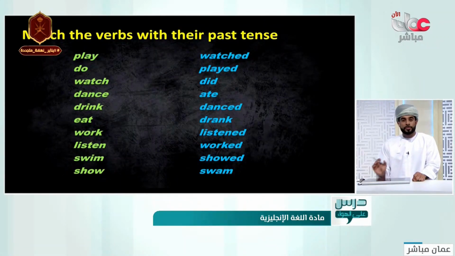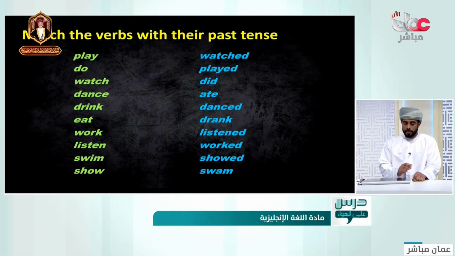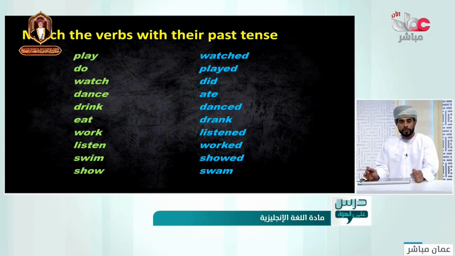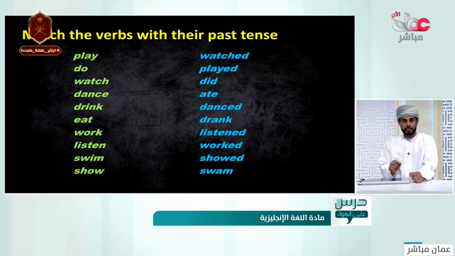Let's check your understanding of the word. Here we have the present tense and the past tense of certain verbs. Some of them are regular, others are irregular verbs. Now I need you to think and match each present tense with the past tense. So you have 1 minute, or less than 1 minute, to do this task. Go through them and try to match them.